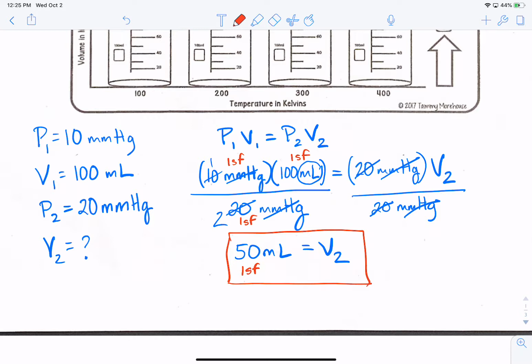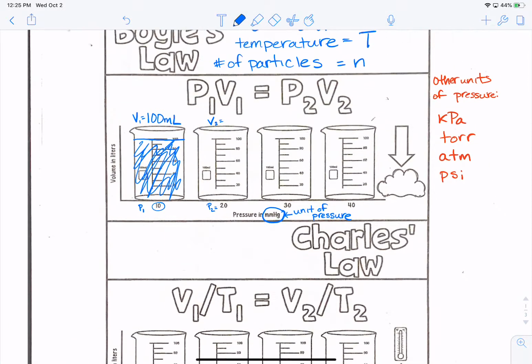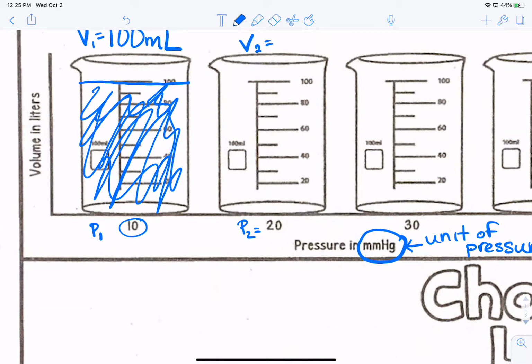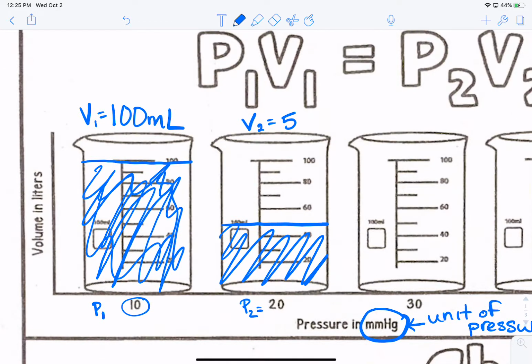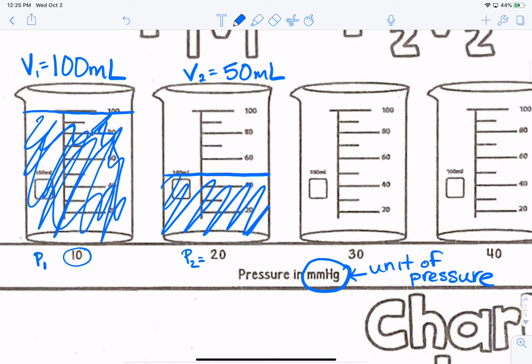I'm going to go ahead and move up top here. I doubled the pressure. I cut the volume in half. So without even doing the math, if I triple the pressure, what am I going to do to the volume? It'll be a third. Good. It'll be around here.